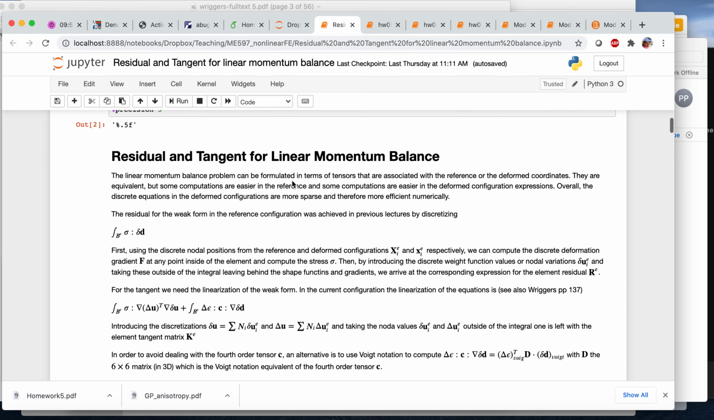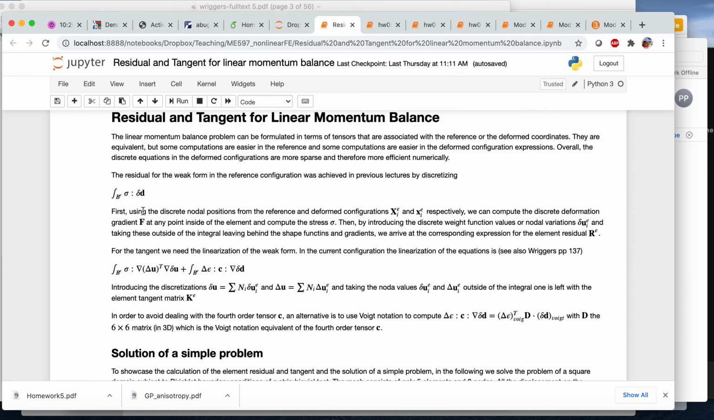If you remember, the goal of the derivations is to solve the linear momentum balance, which is basically doing this integral. I'm going to ignore the integrals of the body forces and the traction boundary conditions, so only looking at the stress, and then the integral of the stress double contracted with the variation of the velocity gradient. And you already know that you have given nodal positions for the reference and the deformed configuration. You should be able to calculate the deformation gradient F inside of the element using the shape functions.